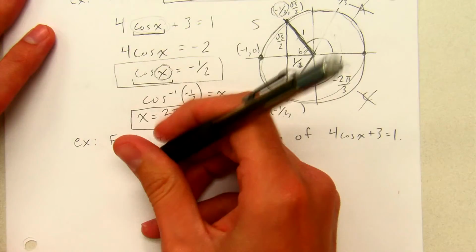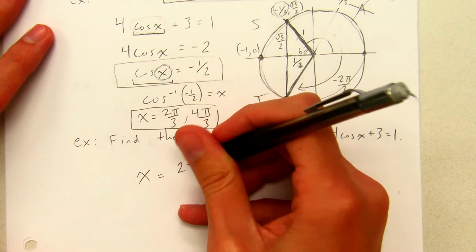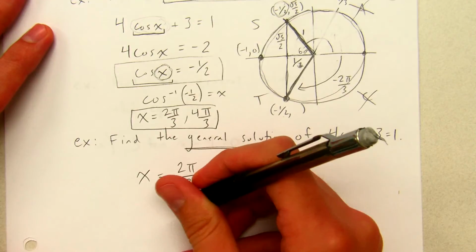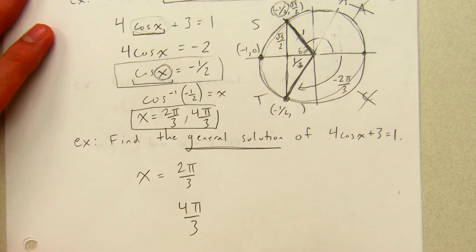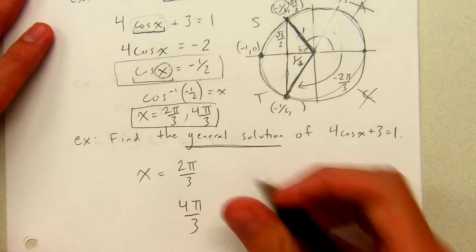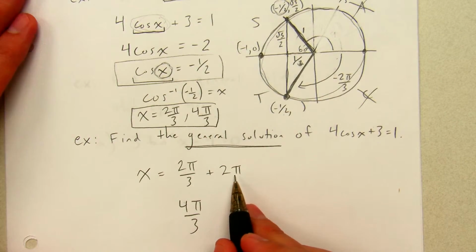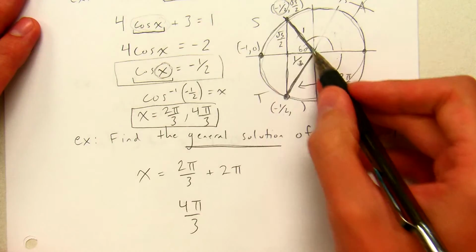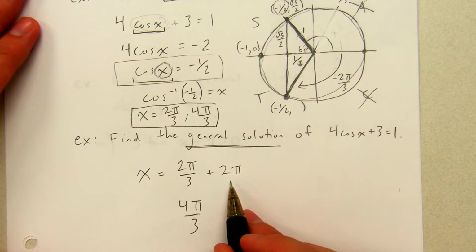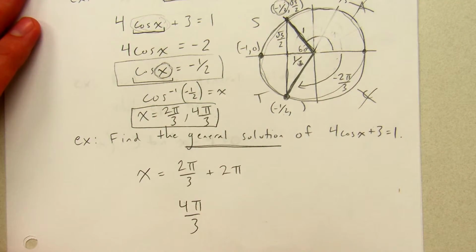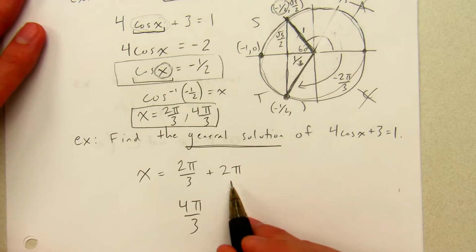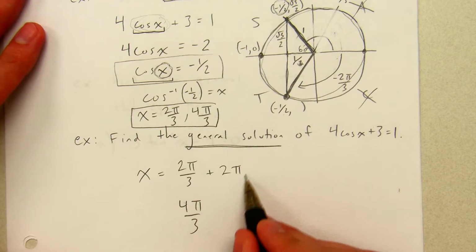Instead, I would say, you know what? x can be 2 pi over 3 or 4 pi over 3. But from 2 pi over 3, I can add 2 pi to get to another angle that's also true, a coterminal angle. Or I could add 4 pi, or I could add 6 pi, or I could subtract 6 pi or subtract 8 pi. Any integer multiple of 2 pi will work.